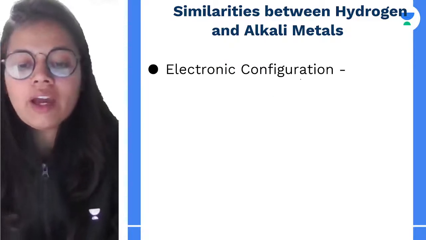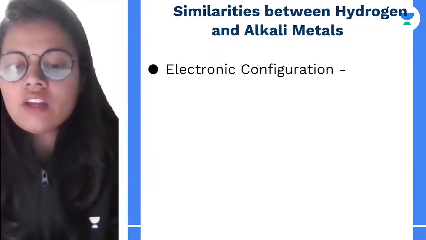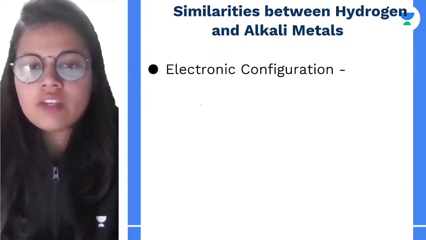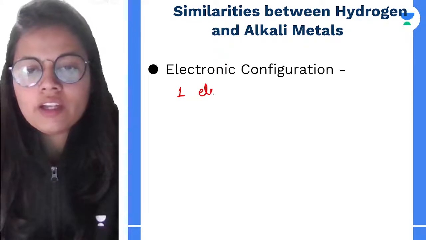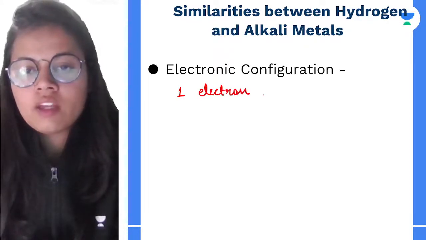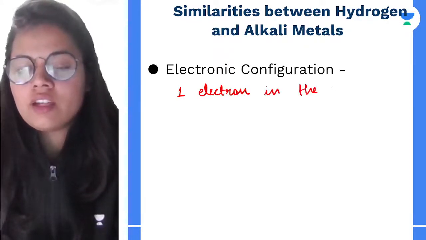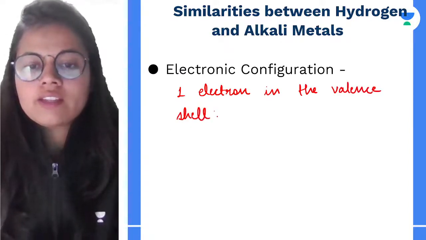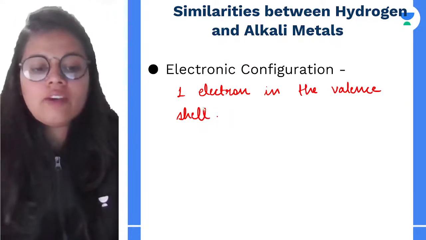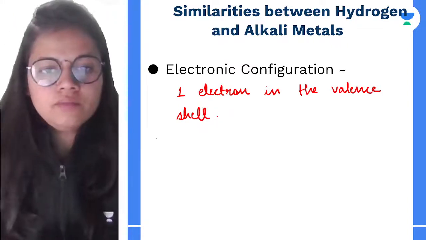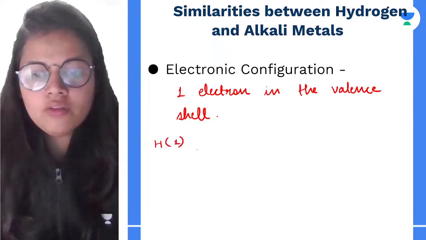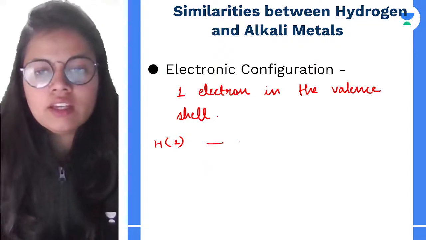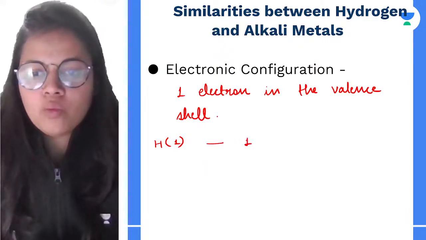Talking about hydrogen and alkali metals, in configuration they have 1 electron in their outermost shell. So we can say they have 1 electron in the valence shell. For example, how is it so? If I talk about hydrogen, it has an atomic number of 1. So in the K shell, it has only 1 electron. That makes the configuration 1.